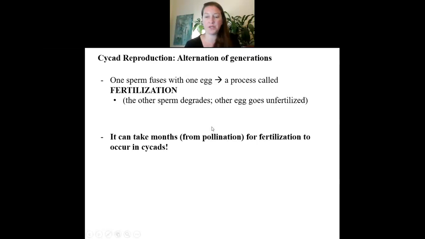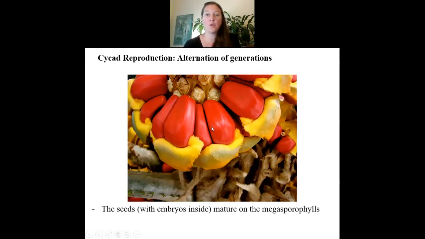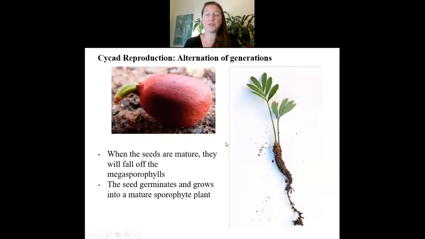Here are what some seeds might look like. Again, there's a ton of diversity in seed shape, size, and color in the cycads. But here are some red seeds, and there will be embryos inside. And those are going to mature on the megasporophylls. Eventually, the seeds will be fully mature. The embryo will be ready to come out of the seed.